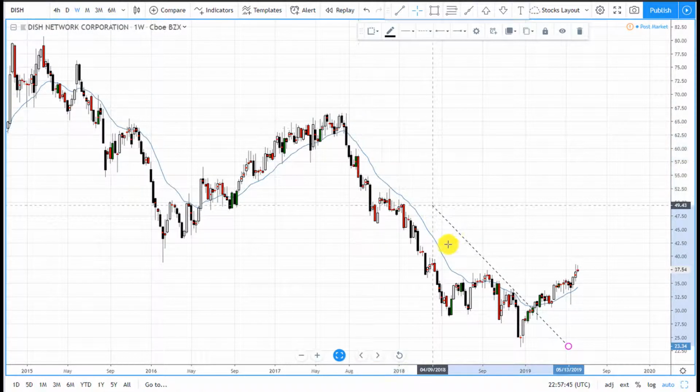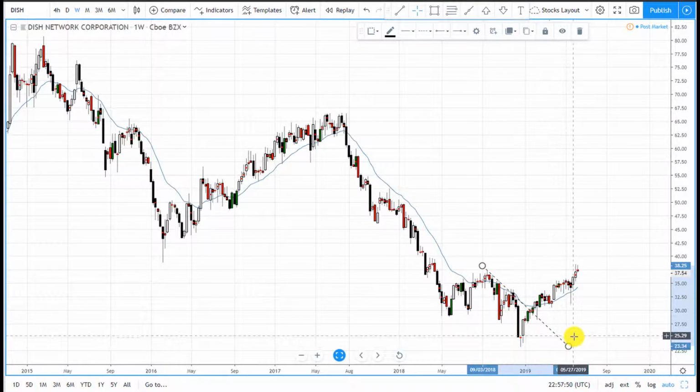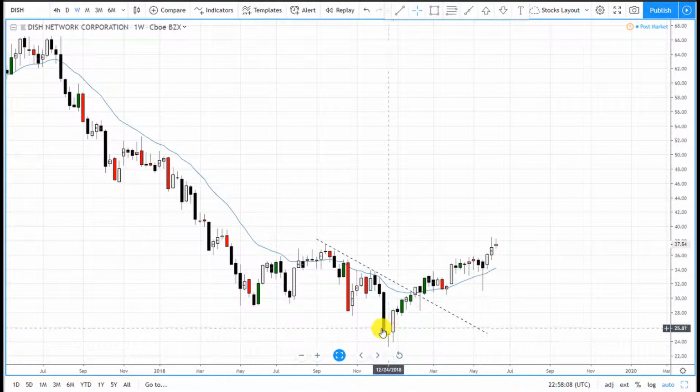I mean, it doesn't have to start all the way on top here. We could draw 2 valleys here. We have 1 and 2, so that's the trend line. And so yeah, demand zone is down here.